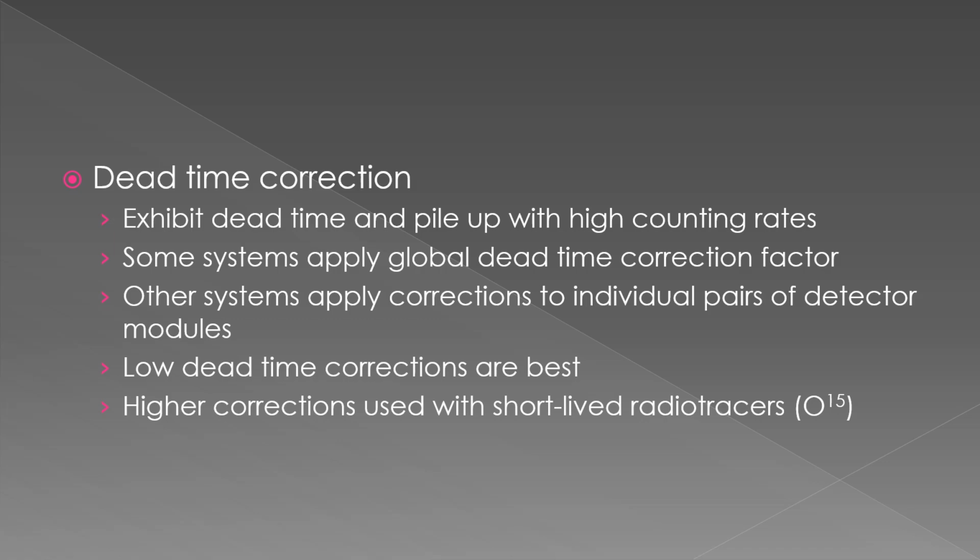Dead time correction is also important. PET scanners will exhibit dead time and pulse pileup with high counting rates. Some systems will apply a global dead time correction. Other systems apply corrections to individual pairs of detector modules. Low dead time corrections are best. Higher corrections are used for short-lived radiotracers like oxygen-15 that have an extremely short half-life.